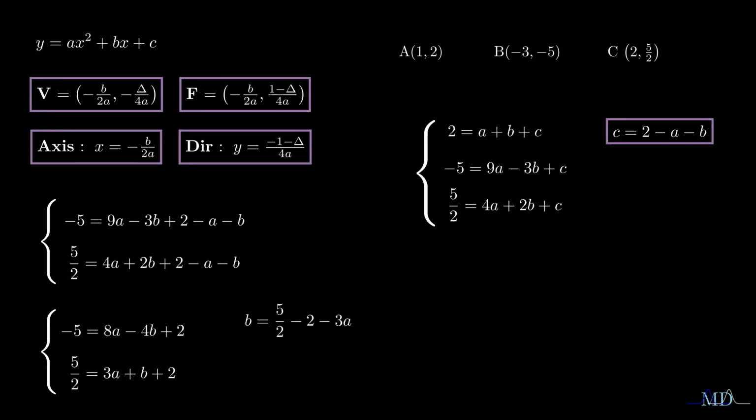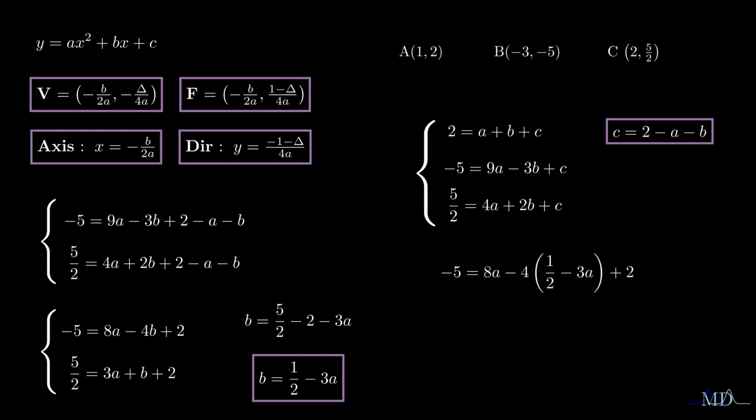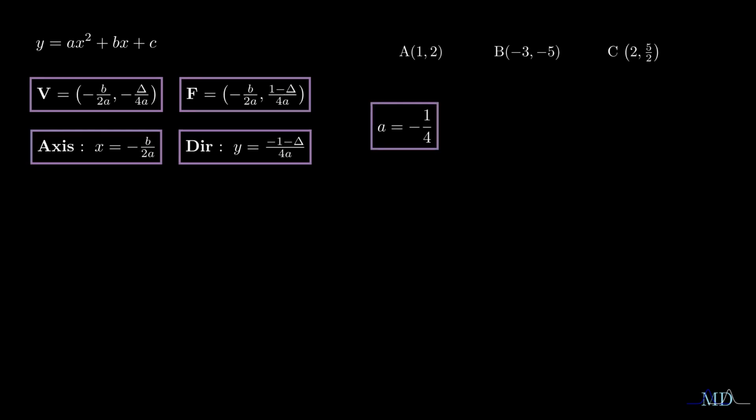From the second equation we isolate the variable B. That is equal to 1/2 minus 3 times A. We put it in the first equation, and we can get the value of A. That is minus 1/4. Once we have found out the value of A, we can first calculate the value of B, and then the value of C.